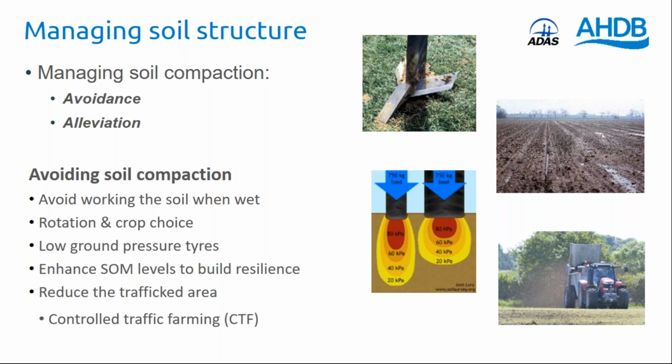Obviously, low ground pressure tyres are really useful and really important to minimise the level of compaction that we get. Enhancing our organic matter levels just builds resilience into the system. So where perhaps we're getting those moderate scores, the thing to do is to try and build up the organic matter. And things like controlled traffic farming, using the same tram lines to reduce the area of trafficking across the field, is a good way of minimising the damage. So that's the end of the soil structure bits.